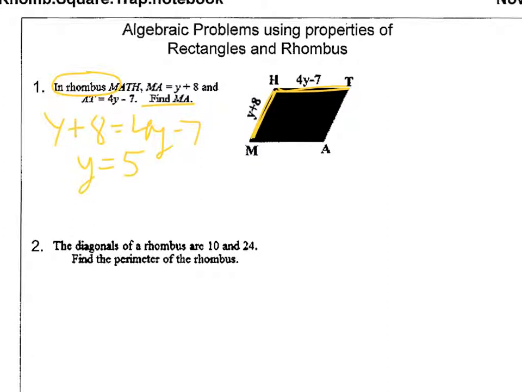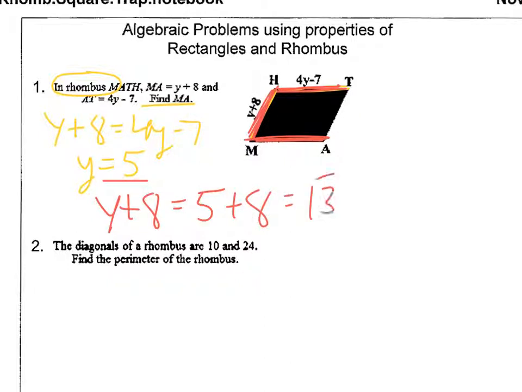Now we're looking for MA. So you might say, well, there's no expression on MA, but since all sides are equal, we know that MA will be the same as MH or HT. So all we have to do is take this 5, plug it in to y plus 8. So this would be 5 plus 8, which would give us a length of 13. So MA, just like all the other sides, is length 13.